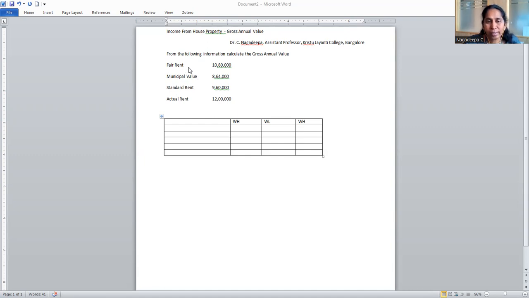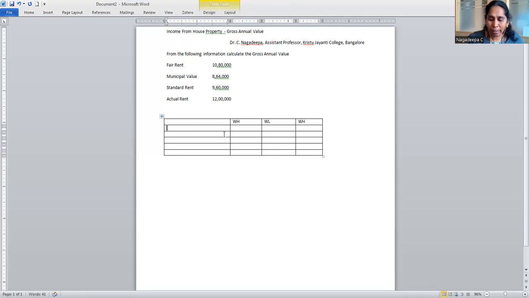What is fair rent? This is nothing but the rent of a particular house situated in a similar locality. Municipal valuation is nothing but the rent the local municipal corporation fixes for that particular area. So these two we are going to compare and whichever is higher will be considered as expected rent. So we'll see in this problem which one will be considered as expected rent.